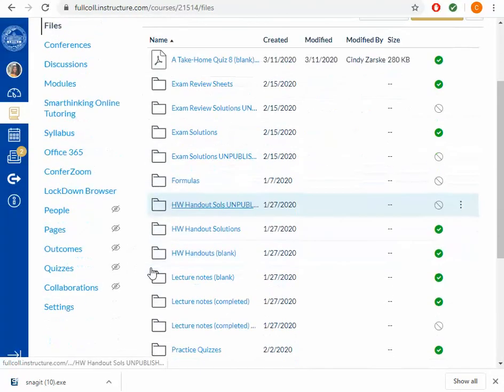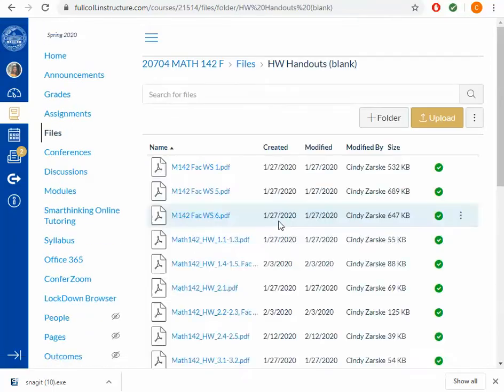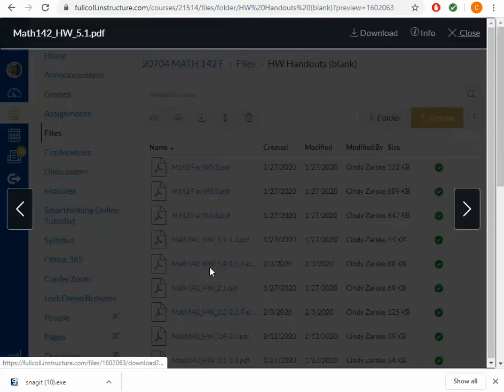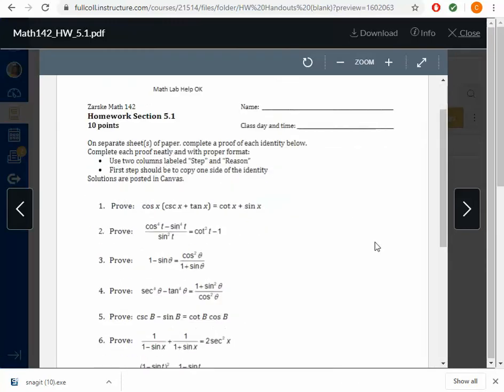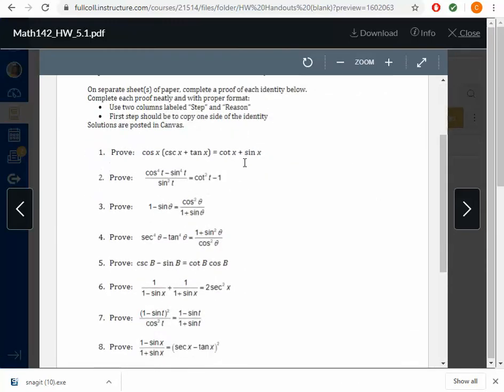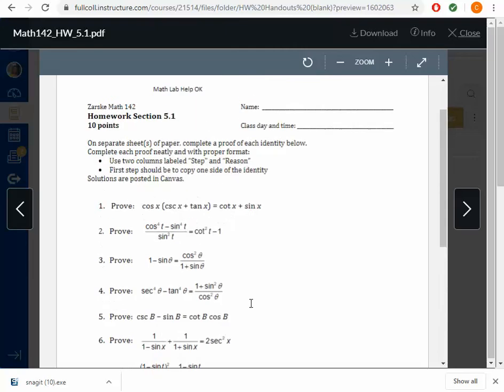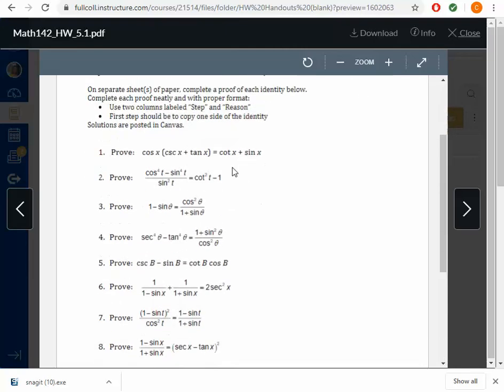In Canvas, your homework handout is posted. Homework handout's blank, section 5.1. And actually this time you won't even need to print the handout because I've given you 10 proofs that I've actually asked you to use separate sheets of paper anyway. So you can just pull up the handout, do these proofs on separate paper. Be sure you're doing a 2-column proof with the statement and the reason, and then scan and upload your work into Canvas as always.